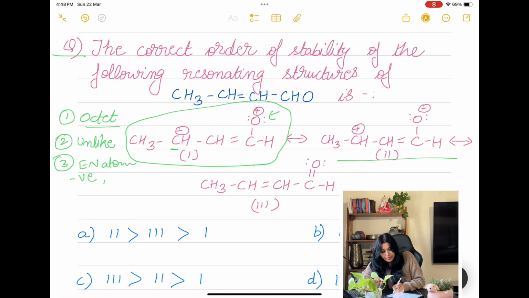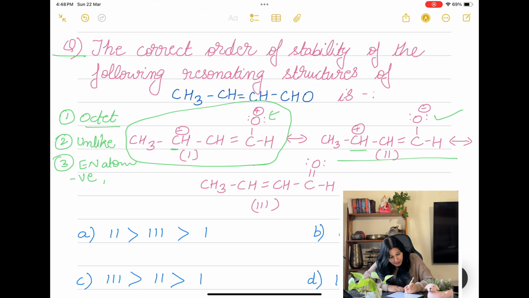Here, the oxygen, being electronegative, is having a negative charge, which is great. Then we have carbon with a positive charge, which is also great. But if you have a very clear and close look at this, you will see that the octet here of oxygen is not complete, right? And of carbon is also not complete. So therefore, this stability order is a little less, but if you compare 1 and 2, 2 is more stable.